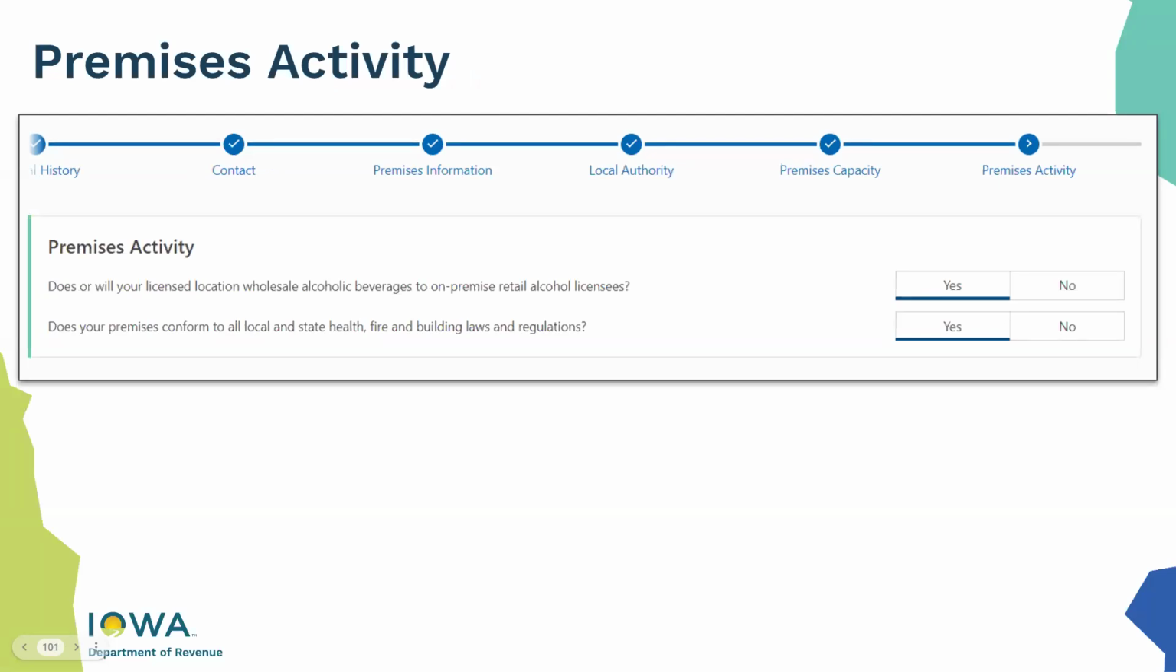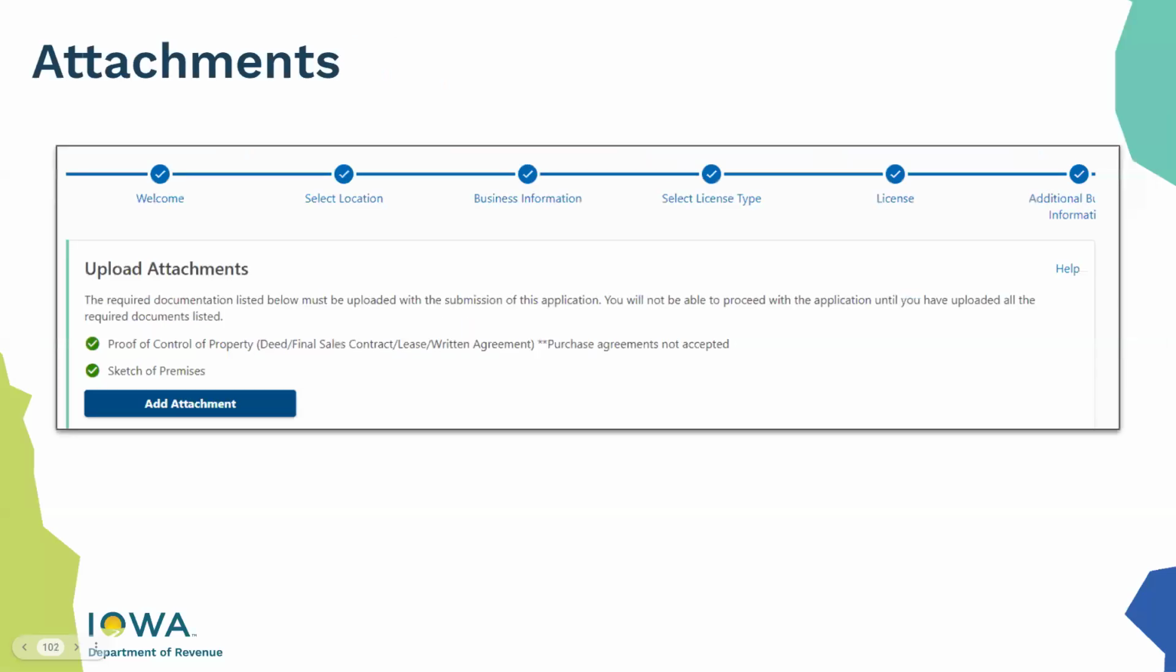So you'll get to the premise activity page, which again, you can answer specific questions in regards to your premises on this page. And then after completing that, it will take you to the document upload page. So again, here, if this is a new application, you will be required to upload the required documents that are listed. If you are completing a renewal application, the documents are not required to be uploaded prior to submitting the application, but are optional if you would like to do so.